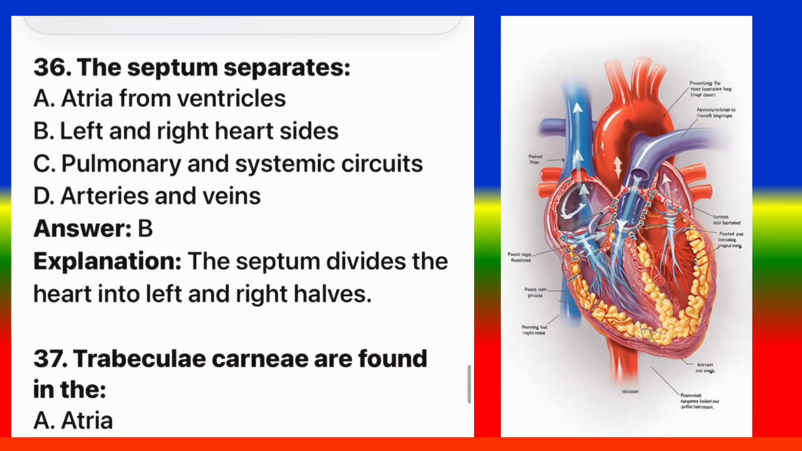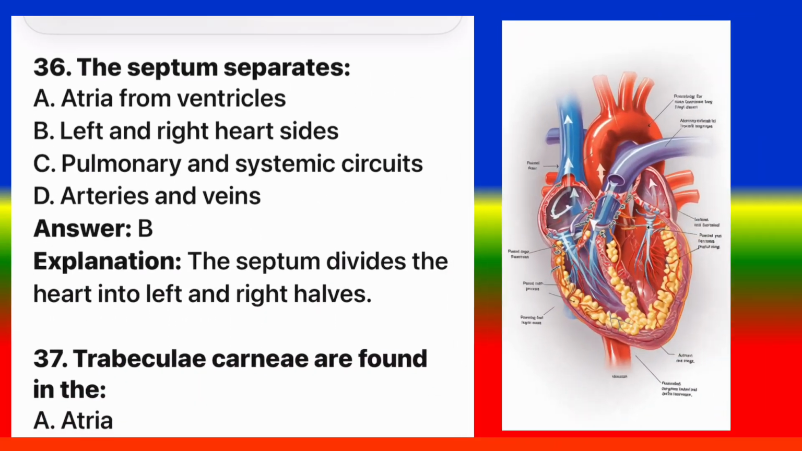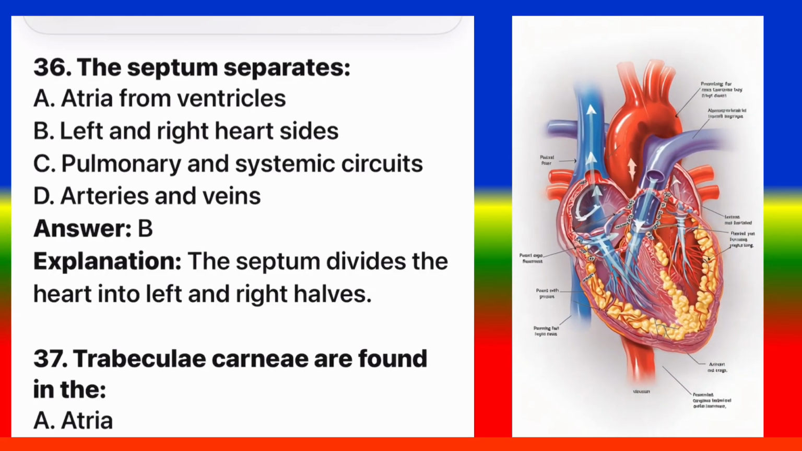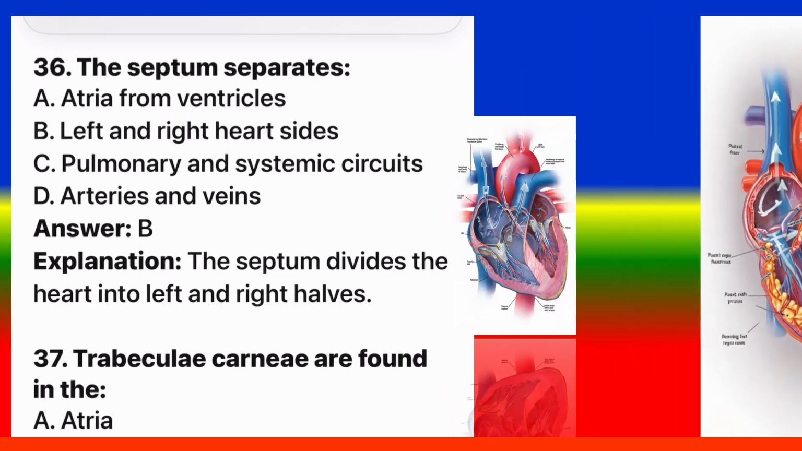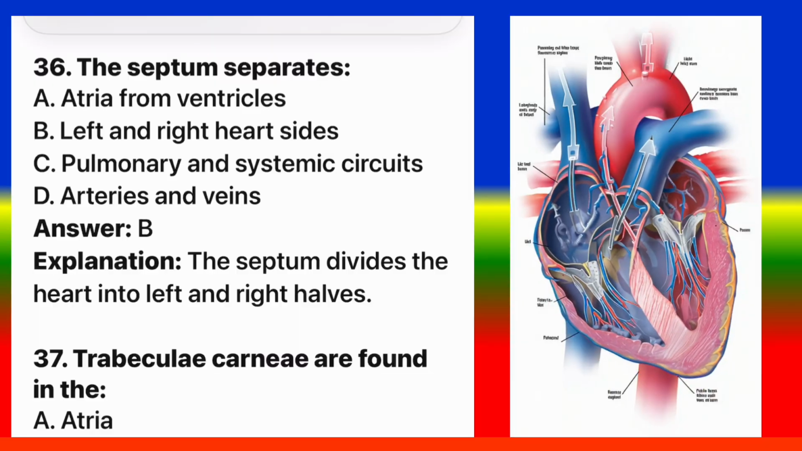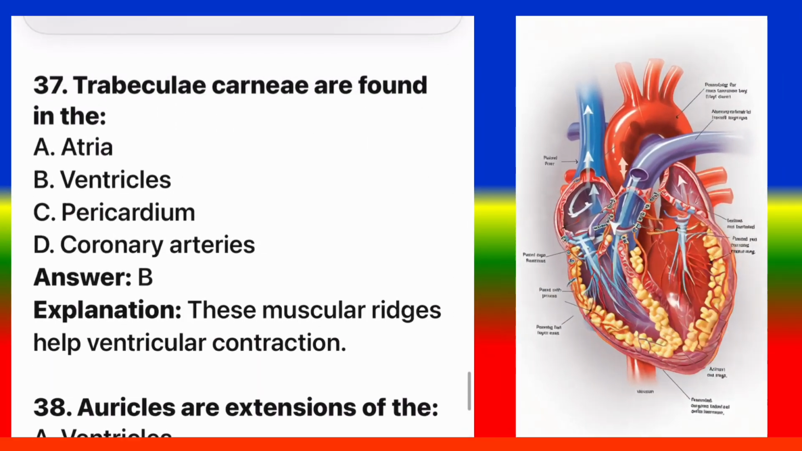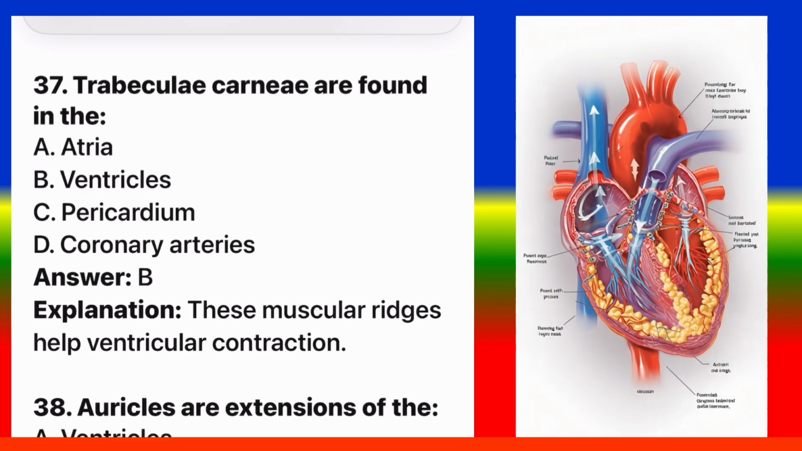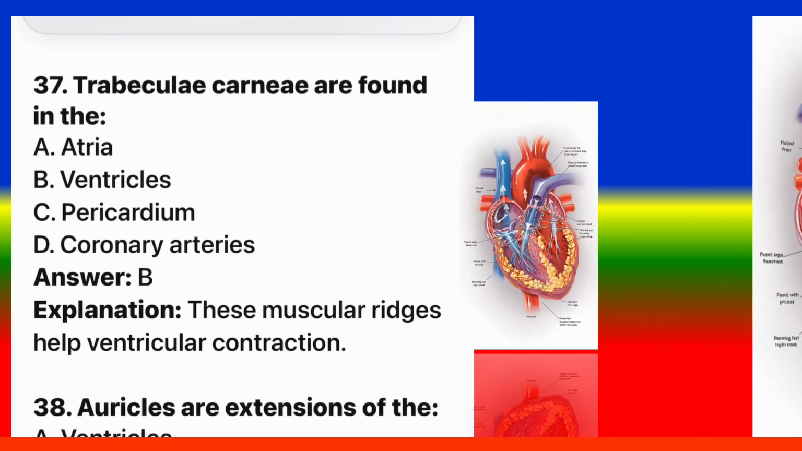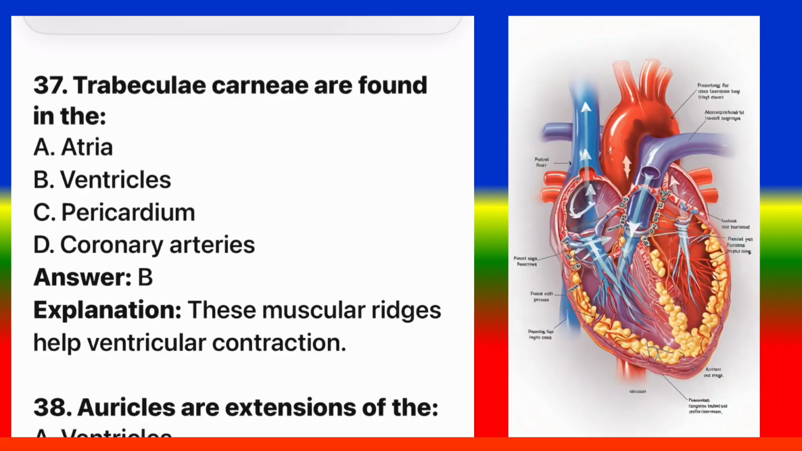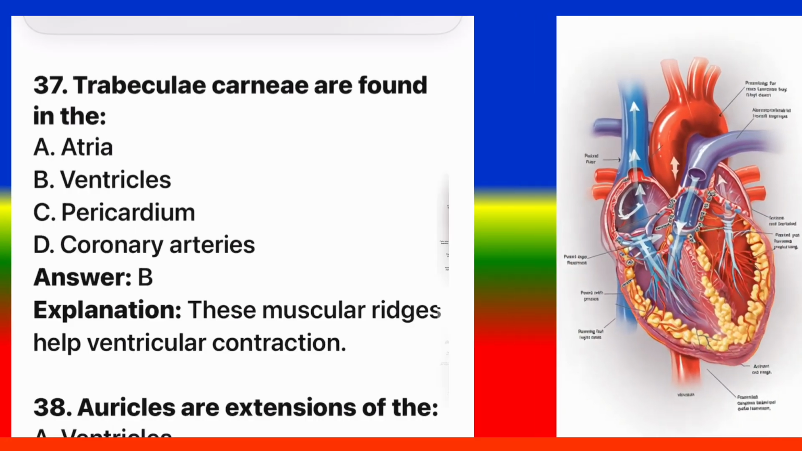36. The septum separates A. atria from ventricles, B. left and right heart sides, C. pulmonary and systemic circuits, D. arteries and veins. Answer B. Explanation: the septum divides the heart into left and right halves. 37. Trabeculae carneae are found in the A. atria, B. ventricles, C. pericardium, D. coronary arteries. Explanation: these muscular ridges help ventricular contraction.